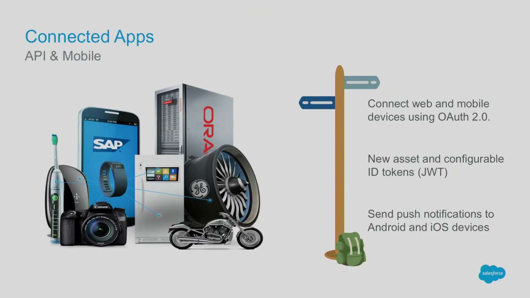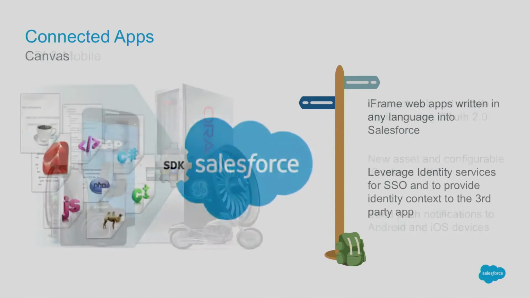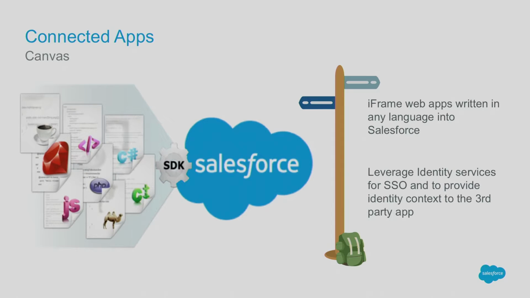It would also have context, so if those systems need to communicate back to Salesforce, they know exactly who to connect as. We can also send push notifications to your mobile devices. So in the example I showed earlier, when my manager received a notification for approval, that's all done through mobile and API connected applications. We also have Canvas.